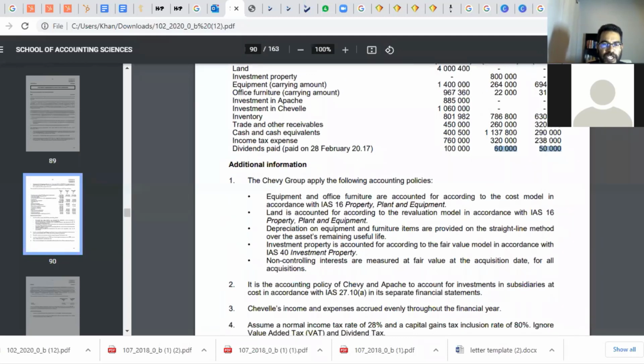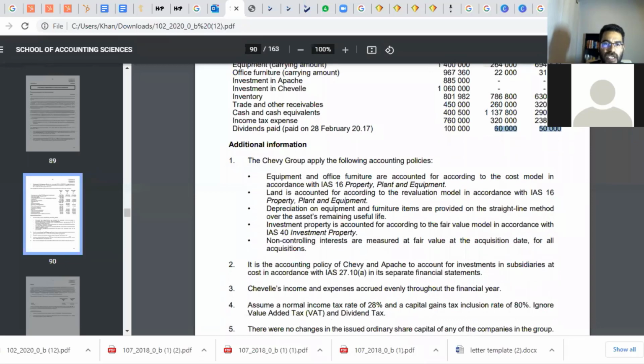Okay, additional information. Chevy Group applies the following policies. This is important. Equipment and office furniture is in the cost model. Land using the revaluation model, so that's going to have an impact. Depreciation on furniture, straight line method. Investment property, the fair value model as we expected. Non-controlling interest, measured at fair value at acquisition as we expected. But we needed to confirm.